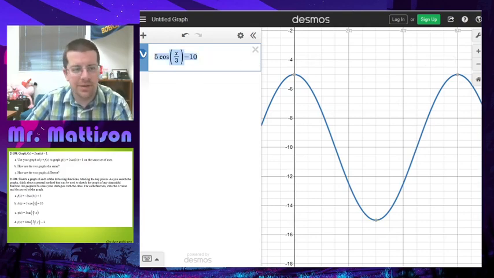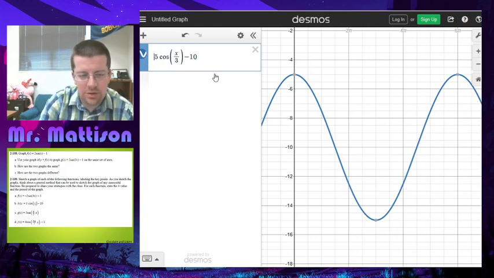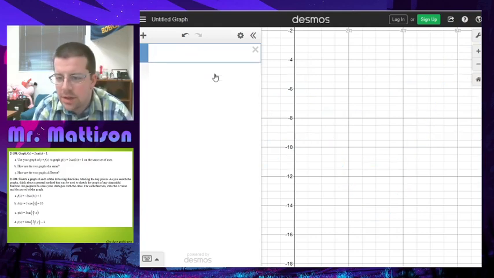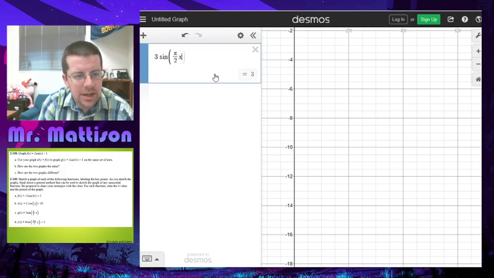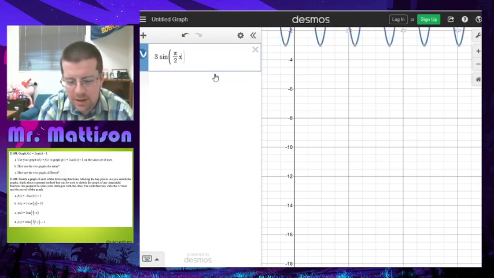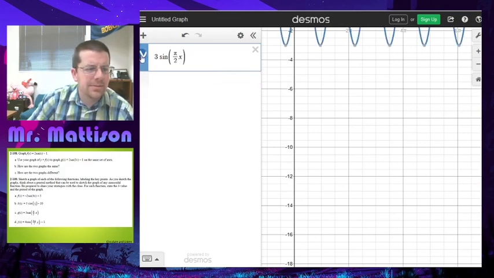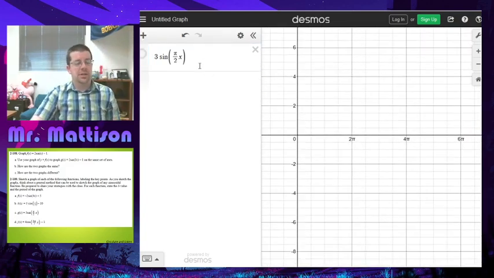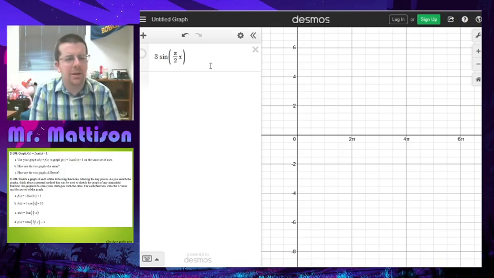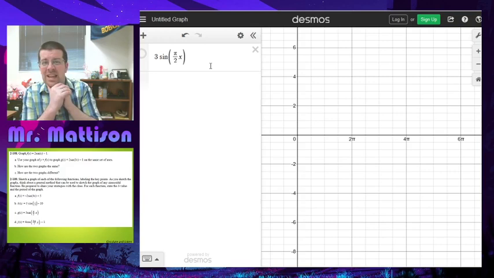So what if we want to graph the next one? So we got 3 sine of pi over 2x. Okay. So let's think about this. All right. So this one, I have no vertical shifts. Okay. My amplitude 3, so I should be midline at 0 up to 3 down to -3. And then my b was pi over 2. So what's that going to do?